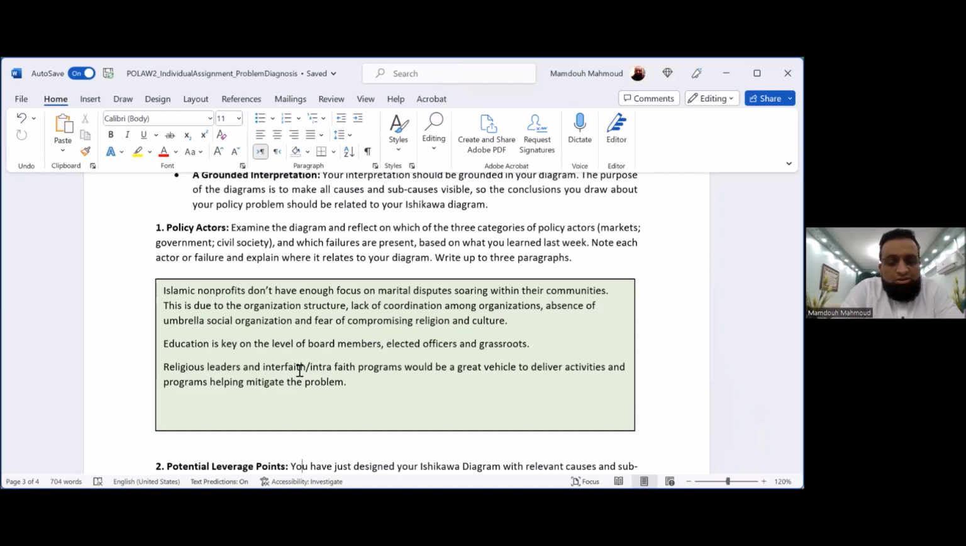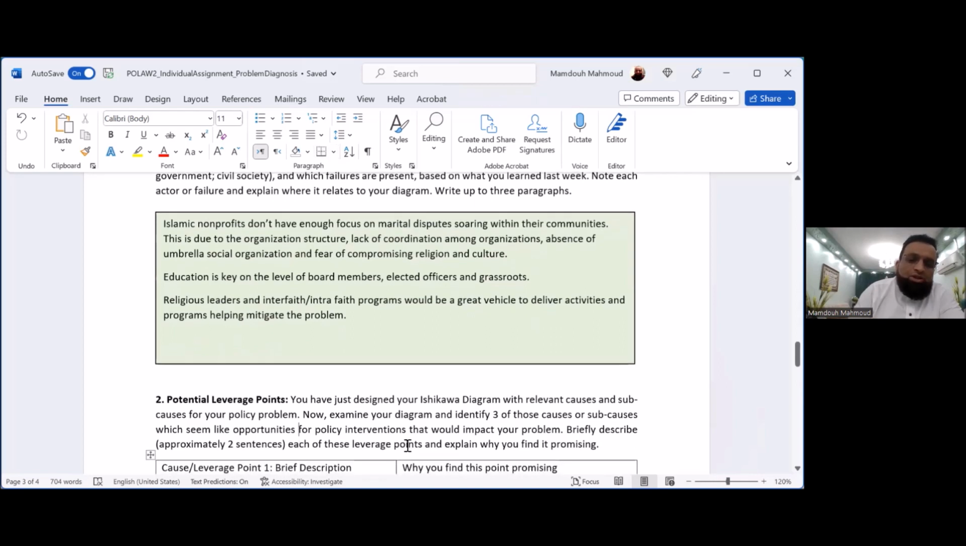Education is key on the level of board members, elected officers, and the grassroots, religious leaders, and interfaith or intrafaith programs. Interfaith means between Islam and Christianity, and intrafaith between Shia and Sunni and all of that. This is within the faith, right? Programs would be a great vehicle to deliver activities and programs helping mitigate the problem.